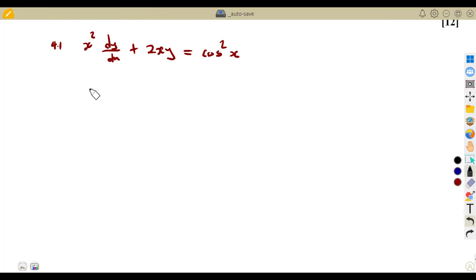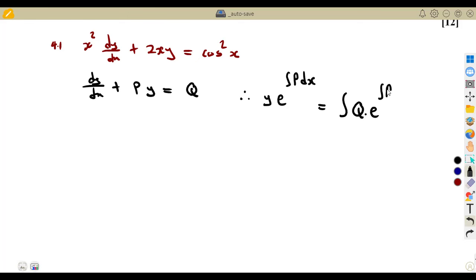So we are saying, if we are given dy/dx plus py equal to q, it follows that we are supposed to use y times e to the exponent of the integral of p, which is referred to as the integral factor, equal to the integral of q times e to the exponent of the integral of p with respect to x. The integral factor comes simply from the integral of p. P represents the part that is affecting y, provided that your equation is in this format.